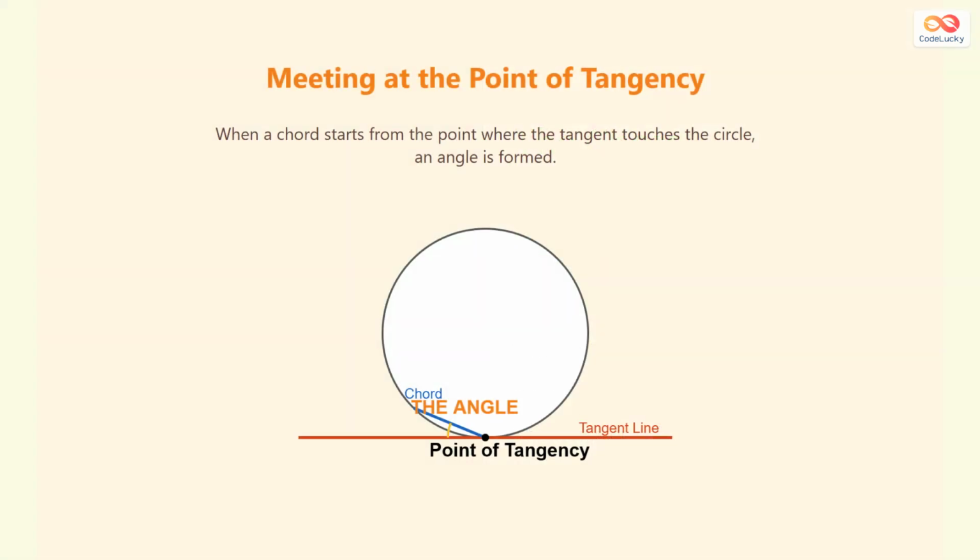Now, imagine a scenario where these two meet. We have a tangent line and a chord that starts exactly from the point of tangency. This intersection creates a specific angle between the straight tangent line and the chord.